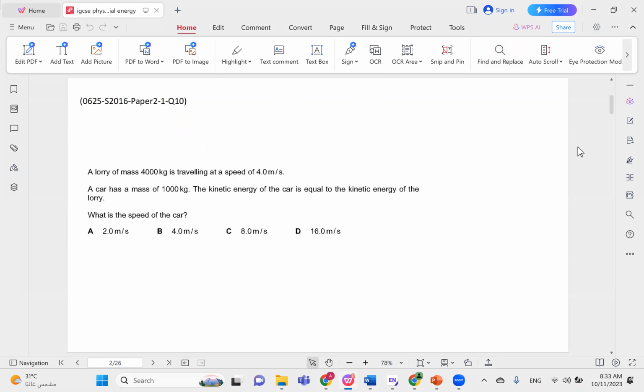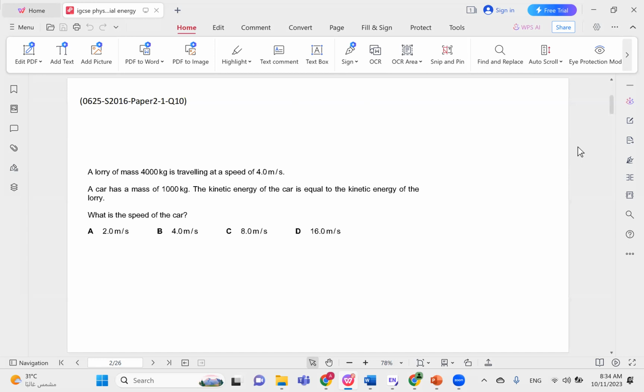So let's begin solving problems. The first problem says a lorry of mass 4,000 kilograms is traveling at a speed of 4 meters per second. The car has a mass of 1,000 kilograms. The kinetic energy of the car is equal to the kinetic energy of the lorry. What is the speed of the car?